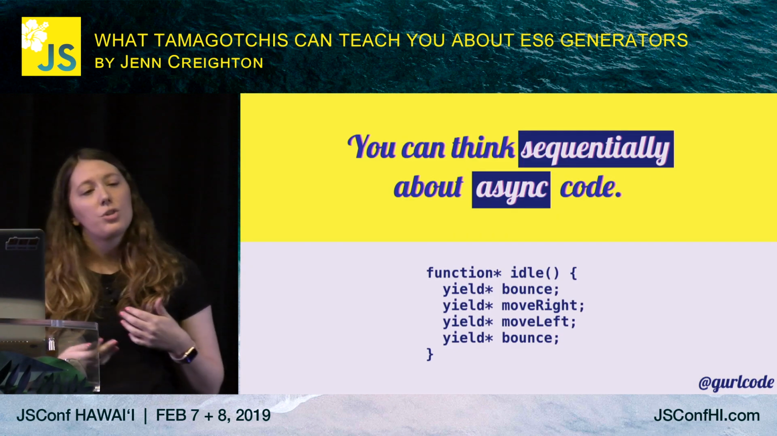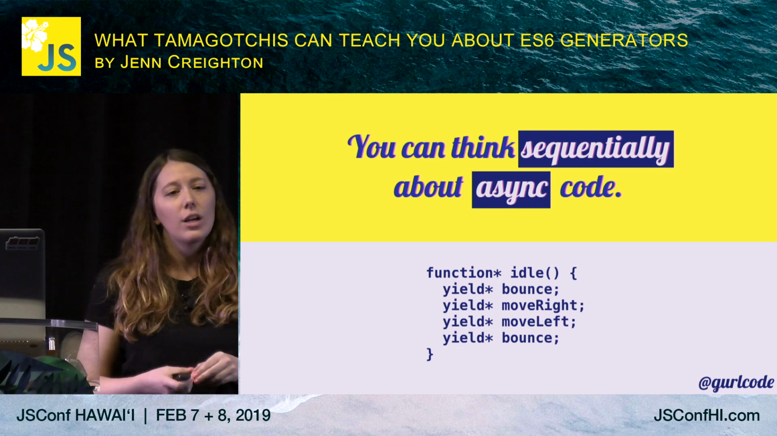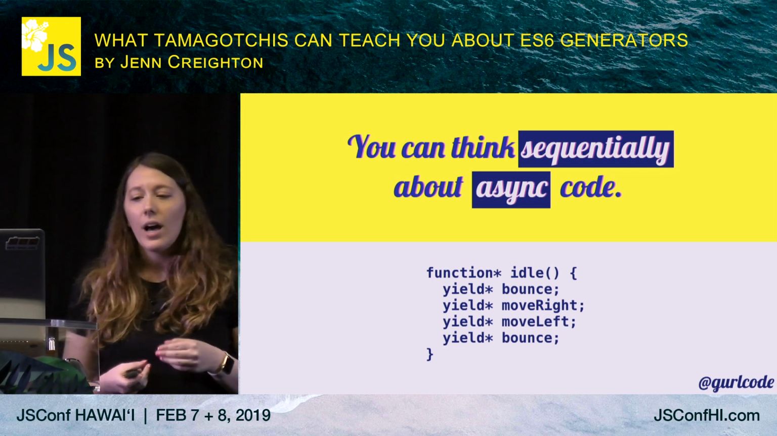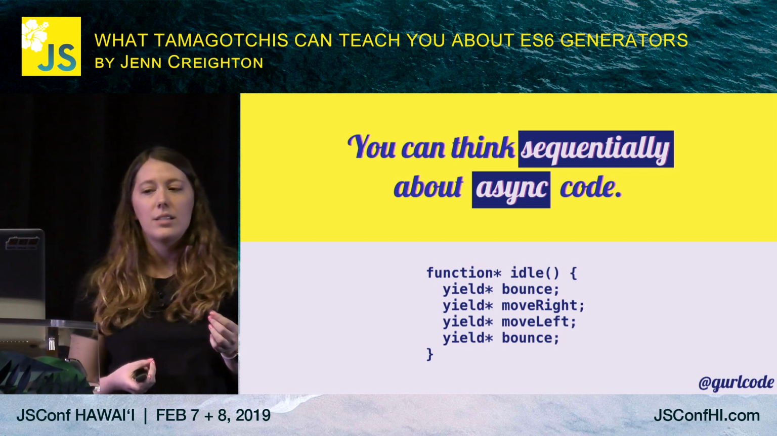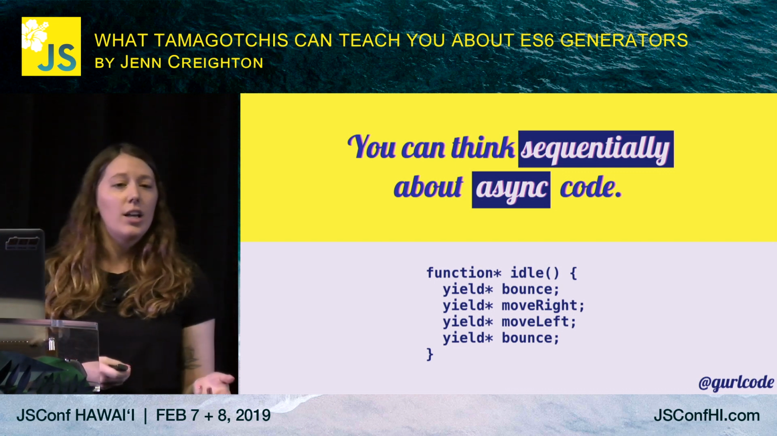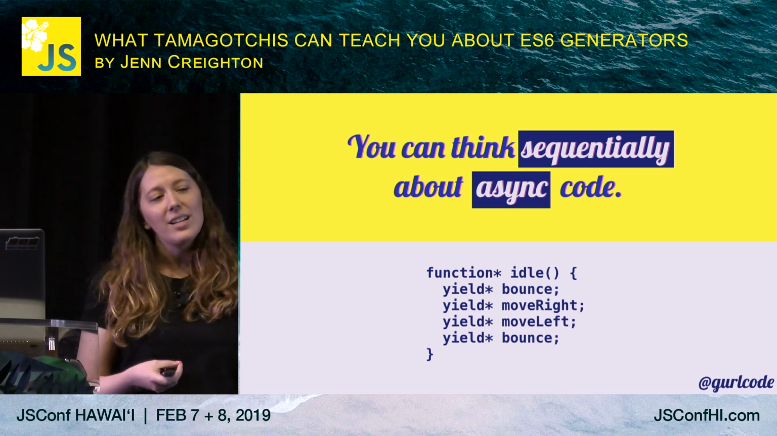And the reason they're so powerful is that they allow you to think sequentially about async code. Because the coroutine is your cooperative partner in handling the messy business of chaining and dealing with async code for you in the background, you can write your code as if it ran sequentially.